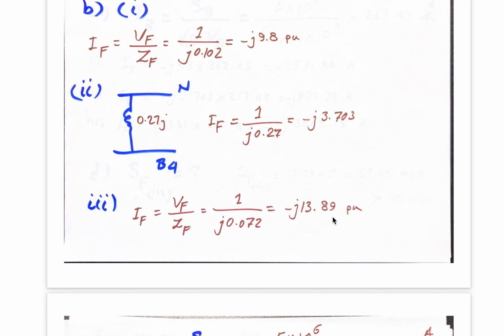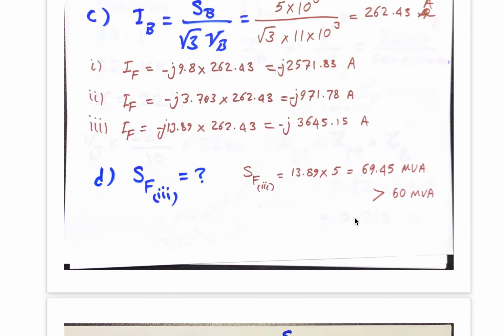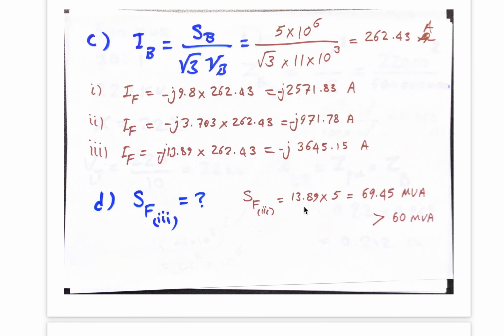So if 13.89 per unit is your short circuit per unit, this is equivalent to 69.45 MVA of fault level. Because when you calculate fault level, which is actually fault power, you need to multiply the per unit fault by the base power. You get here 69.47, which is obviously greater than 60 MVA, which is the limit. So this is the proof.